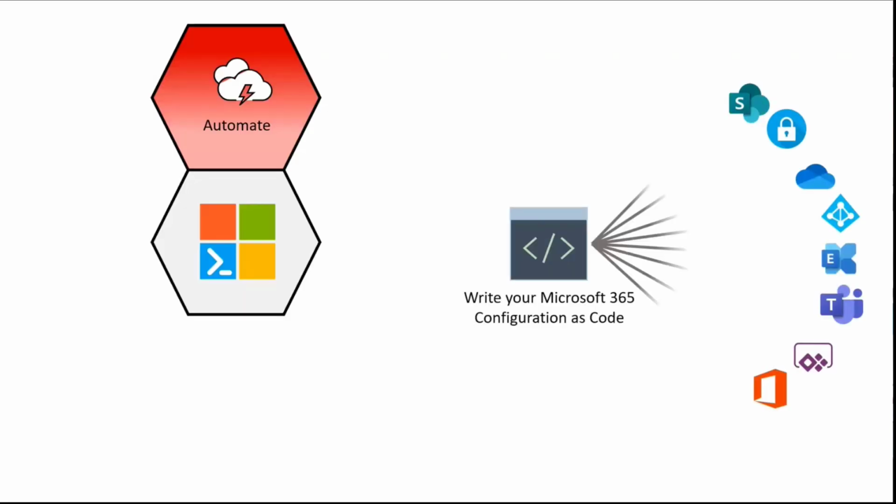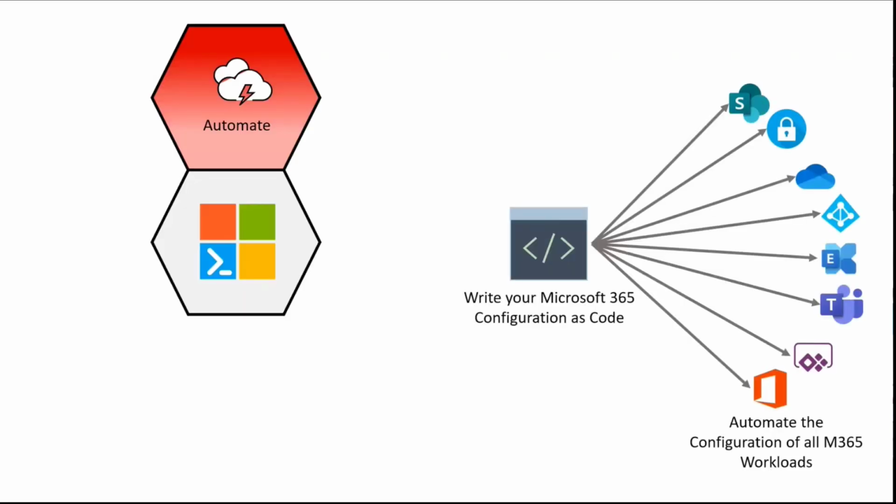Okay. So what does Microsoft 365 DSC allow you to do? Well, we focus around 6 main pillars. The first one is the automation piece. That one's fairly easy, right? It allows you to write a definition for your tenant for all workloads within a single configuration.